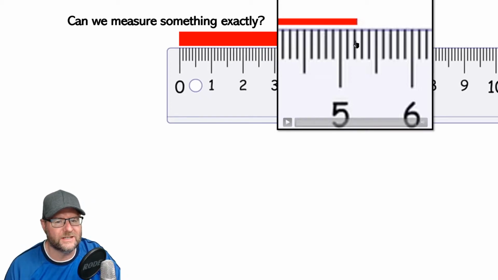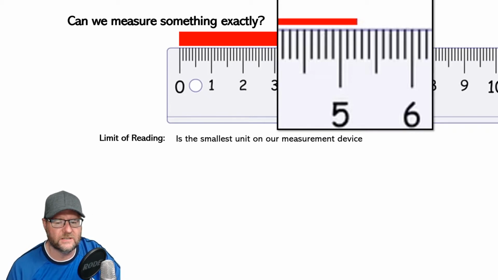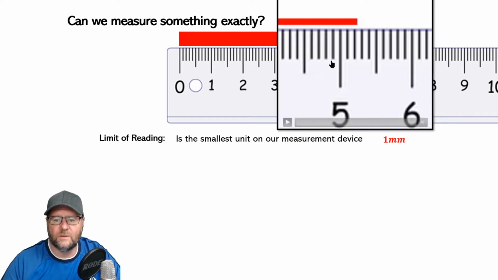Now, have I measured it exactly? Well, no, because my ruler has what we call a limit of reading. Okay, it's the smallest unit on our measurement device. I can only measure this to the nearest millimeter. Okay, but it might be somewhere between those millimeters, but I have a limit of reading on my device. So we say in mathematics that the limit of reading is the smallest unit on our device. Now in this case, that is 1 millimeter, because the smallest piece that our measuring device is broken into is a millimeter.